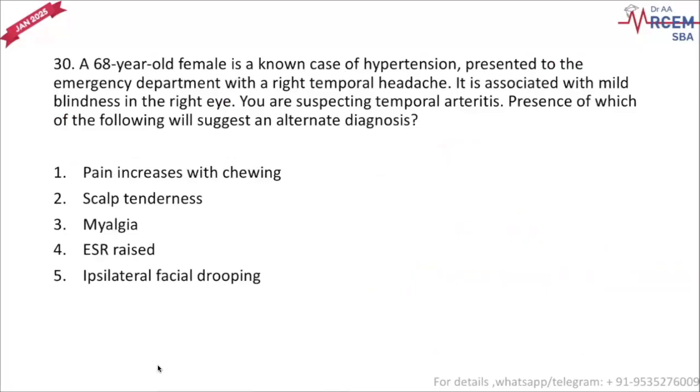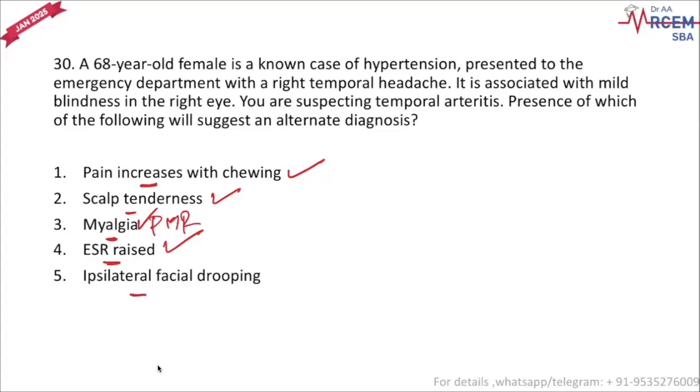A 68 years old female, known case of hypertension, presents to the ED with right temporal headache. It is associated with mild blindness in the right eye. You are suspecting temporal arteritis. Presence of which one of the following will suggest an alternate diagnosis? Increased pain on chewing is seen in temporal arteritis. Scalp tenderness is seen in temporal arteritis. Myalgia can be seen in temporal arteritis because it is associated with polymyalgia rheumatica. Raised ESR, yes, it is an inflammatory marker, and can be seen.